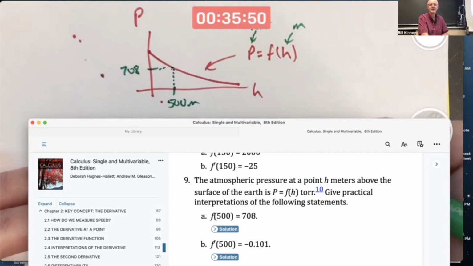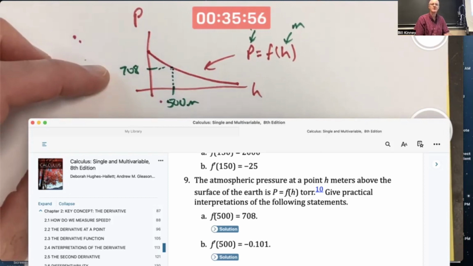I'm not going to write it down. That would mean what I just said: when you're 500 meters above sea level, the pressure would be 708 torr. Always? No, it would vary depending on where you are, depending on whether there's a high pressure system or a low pressure system in the atmosphere. This is probably an average.